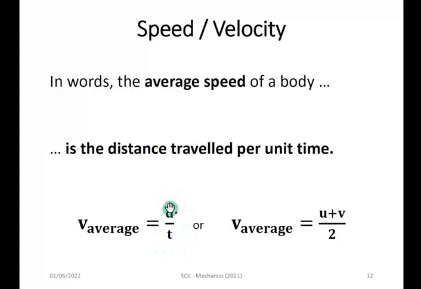One way of calculating it is to find the total distance and divide by the time taken. Another way will be to take the initial velocity, add it to the final velocity and divide by 2. So there's a second way of calculating the average velocity. You will find the usefulness of these two approaches in our next lecture.